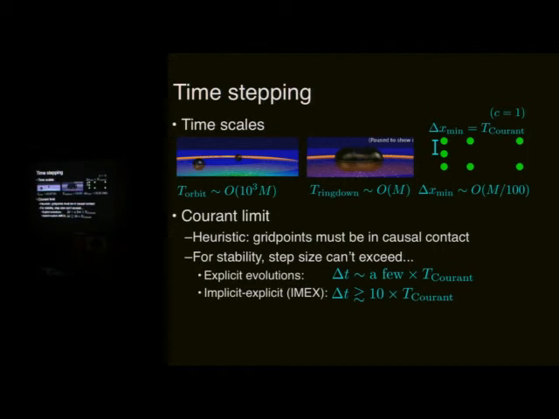So there's another kind of evolution that you can do. Instead of explicit evolutions, I'll say what these mean on the next slide, you can do an implicit evolution that lets you bypass this limit in principle. And Harold and Stephen Lau at New Mexico and I have been looking at trying to apply this idea to black hole evolutions. From now on, I'm only talking about single black hole evolutions.